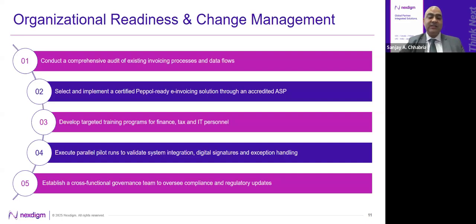Digital signature validations and exception handling will also have to be taken in, and establish some cross-functional governance to learn how these compliances will also apply to or affect your corporate taxes, transfer pricing, or any of the other regulations which are being covered. So it's not just e-invoicing for your VAT, but e-invoicing would now affect the other regulations as well. So next slide.